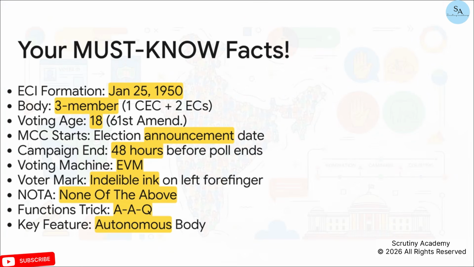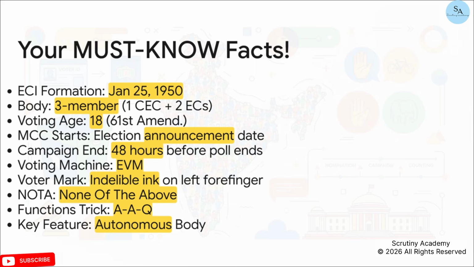ECI was formed on January 25, 1950. 2. It's a 3-member body. 3. The voting age is 18, thanks to the 61st Amendment. 4. The Model Code of Conduct kicks in on Announcement Day. 5. Campaigning stops 48 hours before polling ends. 6. We vote using EVMs.